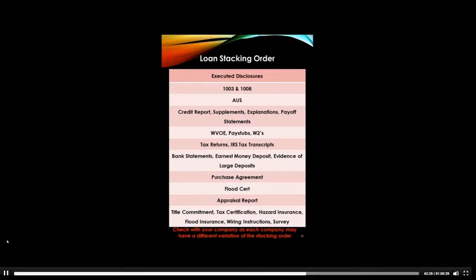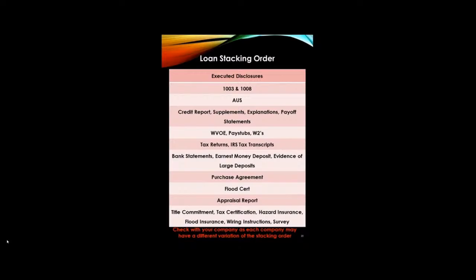You have the AUS, which is the automated system. You have a credit report, any supplements, any explanations, which is LOEs, your payoff statements, written VOEs, pay stubs, W-2s, those are all income. Tax returns, IRS transcripts, also income. Bank statements, earnest money, evidence of large deposits, that is also assets. You have your purchase agreement, which is always a must also.